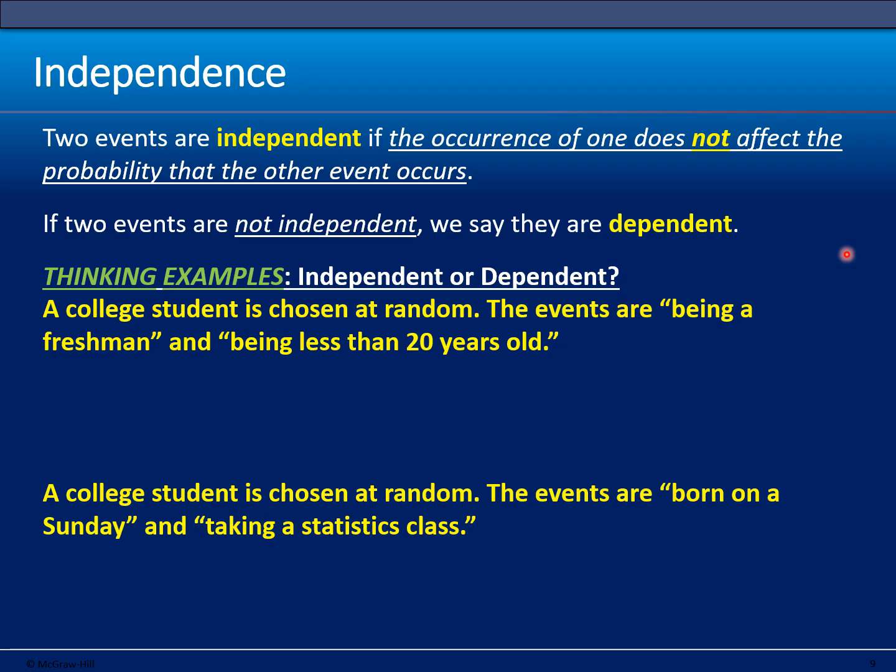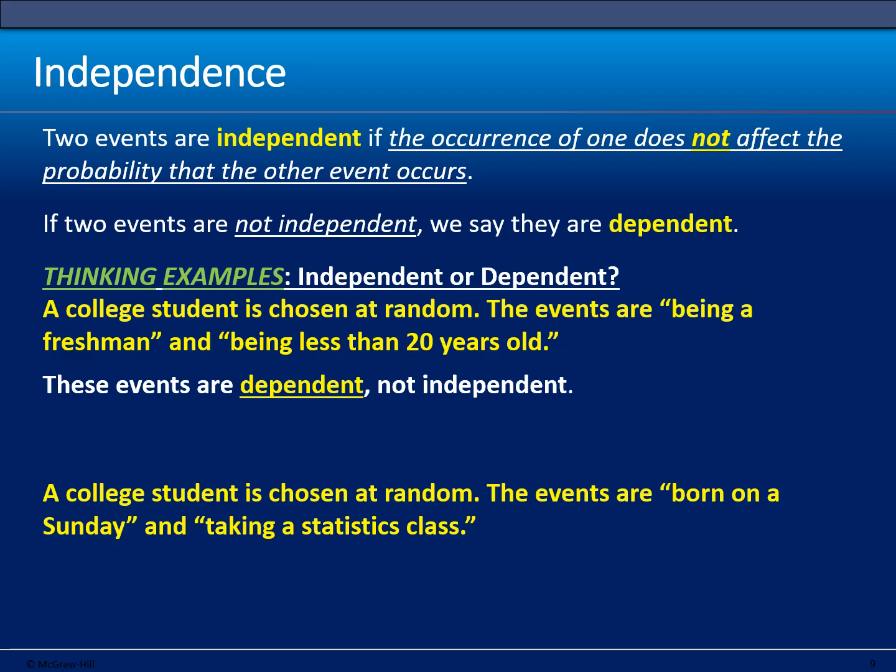So that is a direct implication, and that's kind of what's happening here. It's more likely that a freshman is less than 20 years old than someone else. And so these are not independent, they are actually dependent, because there is a higher likelihood that the largest number or percentage of freshmen are in fact under 20.